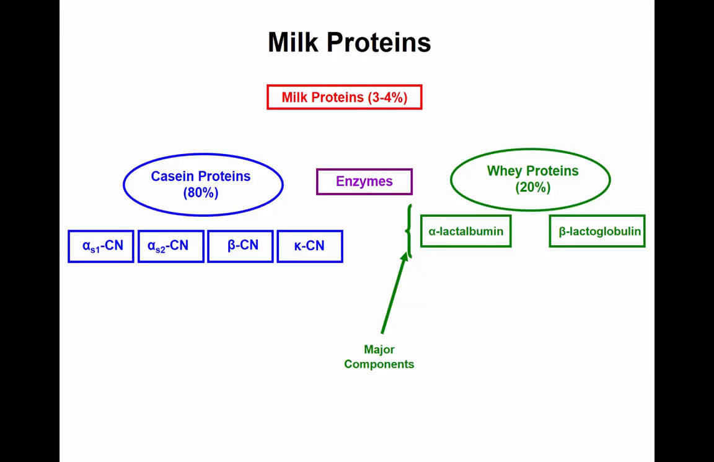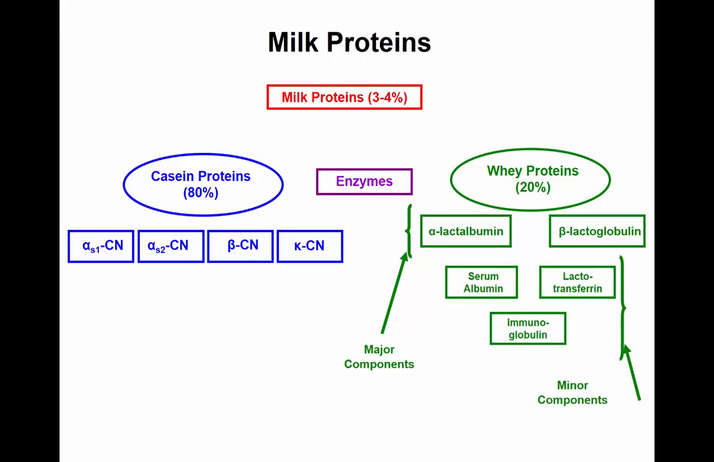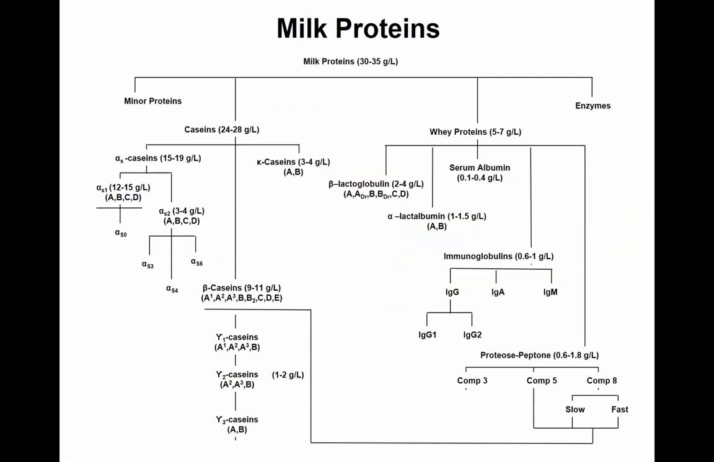Under casein proteins, you have four types of caseins: alpha S1, alpha S2, beta casein, and kappa casein. Each one of them has a specific role and specific functionality. Under whey protein, we have alpha-lactalbumin and beta-lactoglobulin. They are the major components, representing over 80% of the whey protein, with beta-lactoglobulin even more than alpha-lactalbumin in concentration. These are the two main proteins that impact the functionality of whey protein concentrate or whey protein isolate. Other than these, we have many other components, but three of them are serum albumin, lactotransferrin, and immunoglobulins.